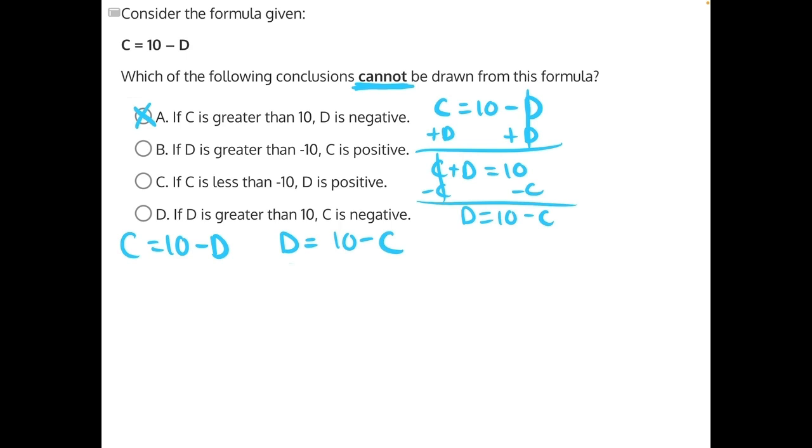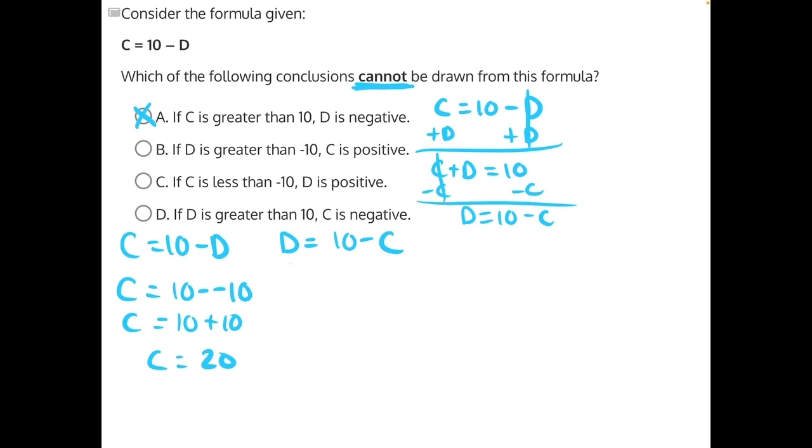Answer choice B says if D is greater than negative 10, C is positive. So we're going to switch over to our other equation. If D is greater than negative 10, let's see what happens when D is negative 10. C is equal to 10 minus negative 10. Minus a negative is the same thing as adding a positive. So that will give us C is equal to 10 plus 10, which is 20. So if D is greater than negative 10, C is going to be positive.